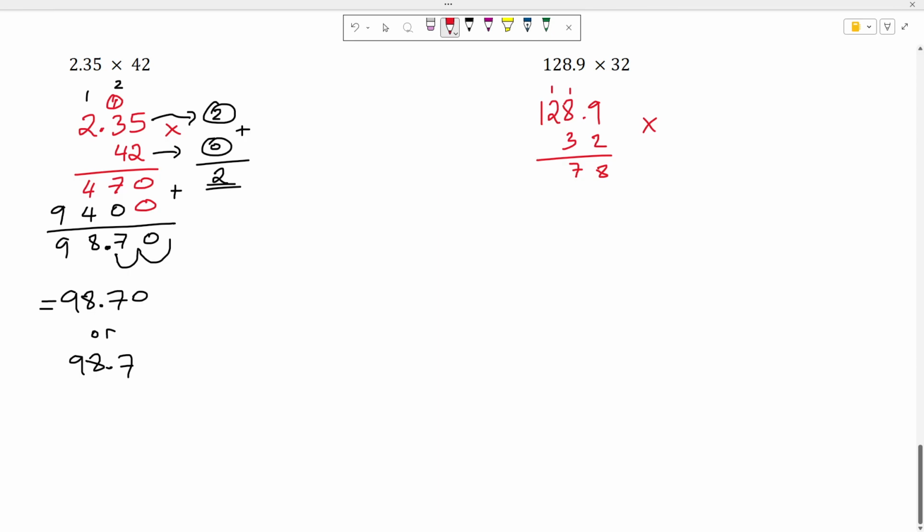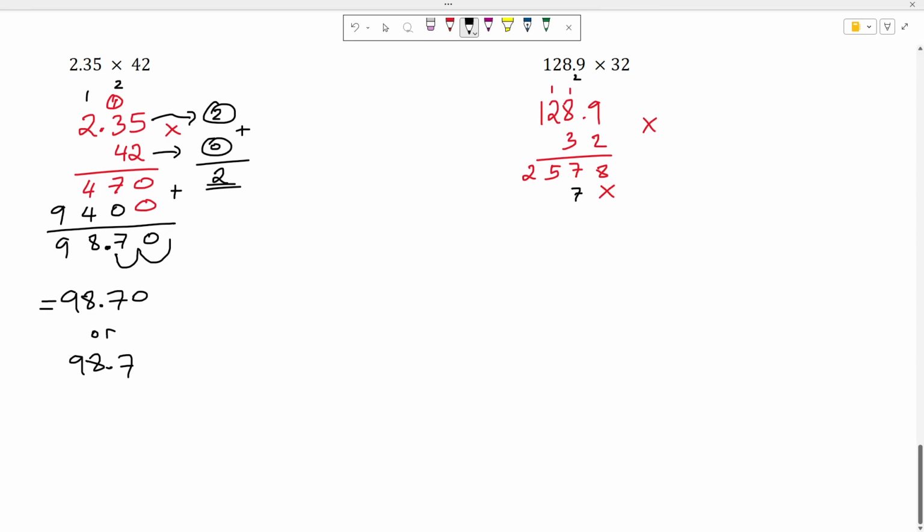2 times 2 is 4. 4 plus 1 is 5. And 2 times 1 is 2. Alright guys. For the next line, we can either put a 0 or an x. So let me put x this time around. Change the color. Now we're going to multiply everything with 3. Now 3 times 9 is 27. 7 down, 2 carry over.